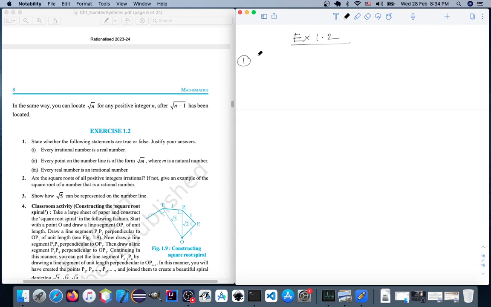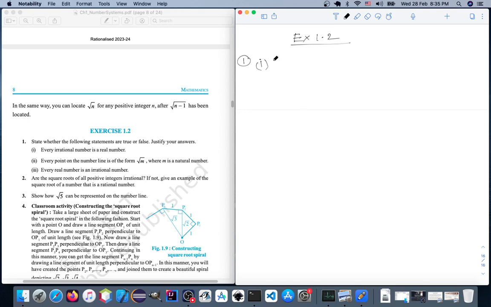Number 1, state whether the following statements are true or false. Justify your answers. 1. Every irrational number is a real number.